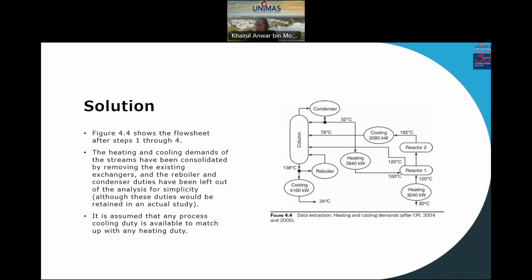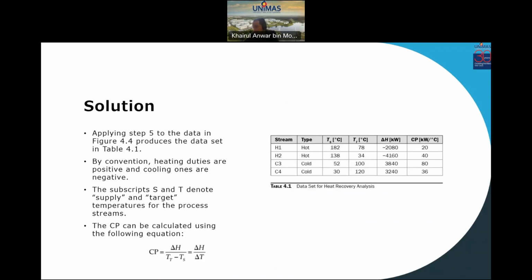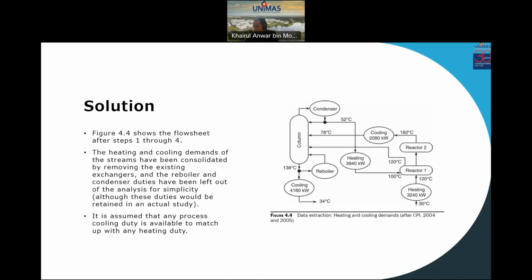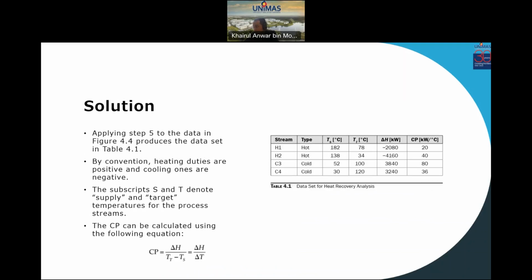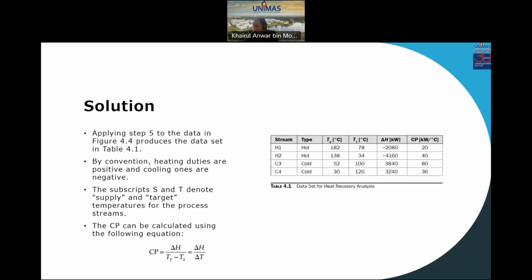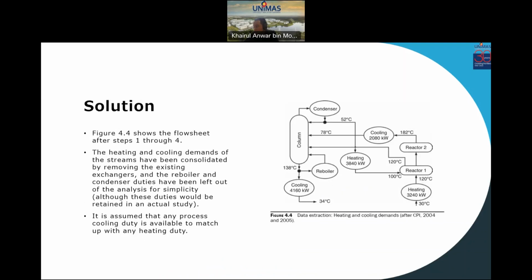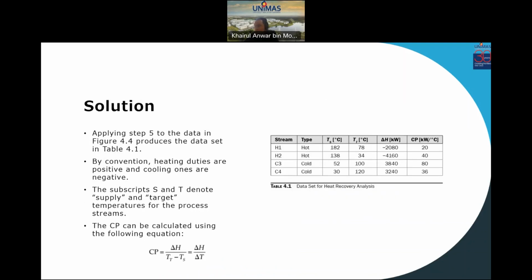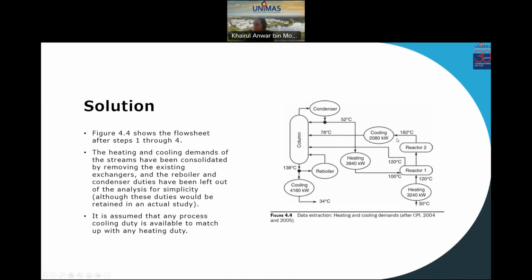So for H1, for example, the TS is 182 and it is cooled to 78, so the type is hot. So delta H is negative 2080 kilowatt, CP of 20. So H1 is here.